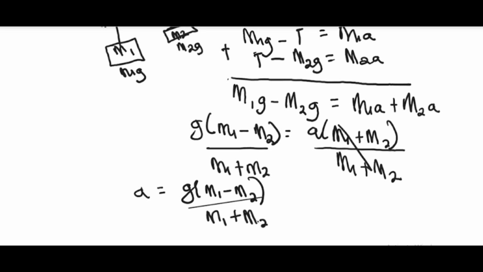So I don't need to start cracking my head. What do I do? Just take the difference of the masses multiplied by the gravitational force over the sum of the masses, and then you find your acceleration, and that is it.